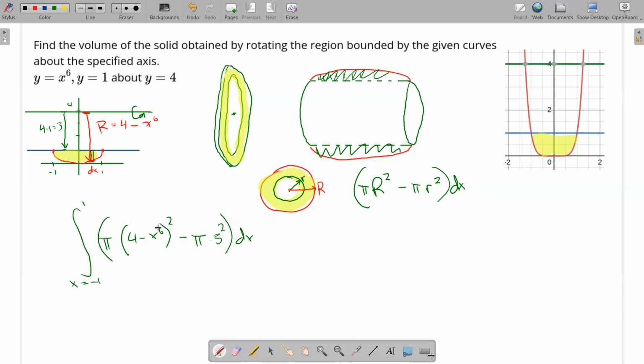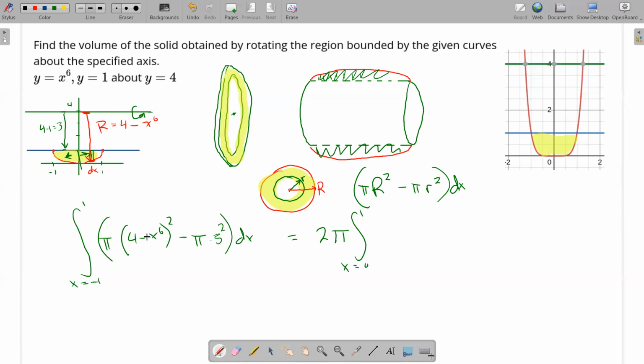Now we can clean this up a little bit. So a couple of observations I can make is the pi can be pulled out. Given the symmetry of this situation on each side of the y-axis here, I can double the integral from 0 to 1. So I'm going to go 2 pi and integrate as x goes from 0 to 1.